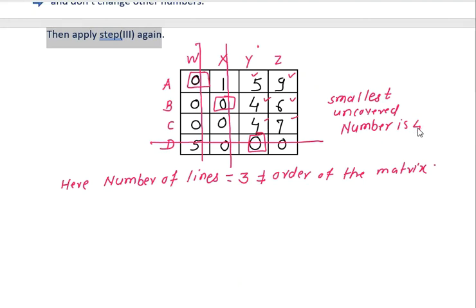The smallest uncovered number is 4. We have to subtract 4 from all the uncovered numbers. We have to add it on the intersection of horizontal and vertical line. These are the numbers 5 and 0 on the intersection. Add 4 to these numbers and do not change other numbers. So apply step 4 again.